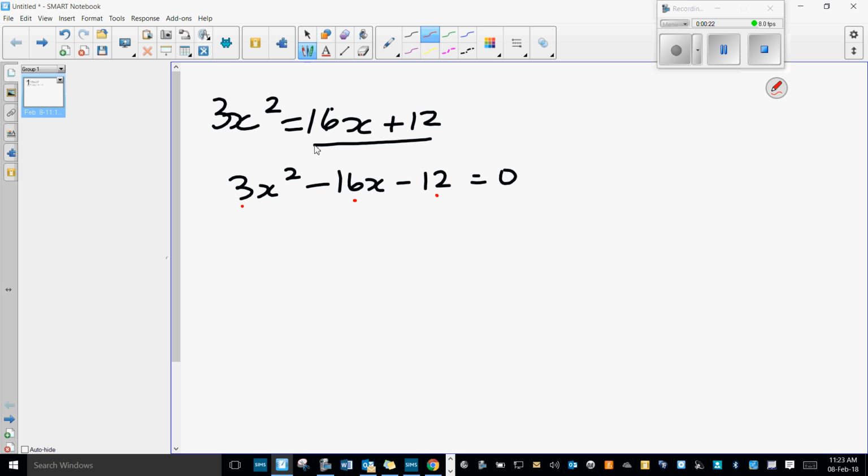So we're going to have that situation where we're splitting the middle term. We split the middle term here, this negative 16, by looking at 3 multiplied by negative 12 first of all. 3 multiplied by negative 12 is negative 36. So I'm looking for two numbers that multiply to give negative 36, and those same two numbers have to add to give negative 16. Okay, 12 and 3. 12 and 3 wouldn't add to give negative 16.